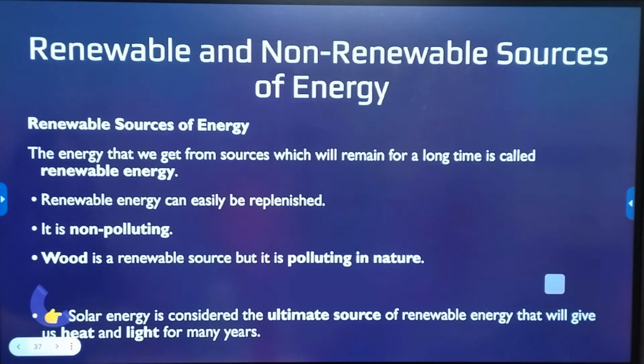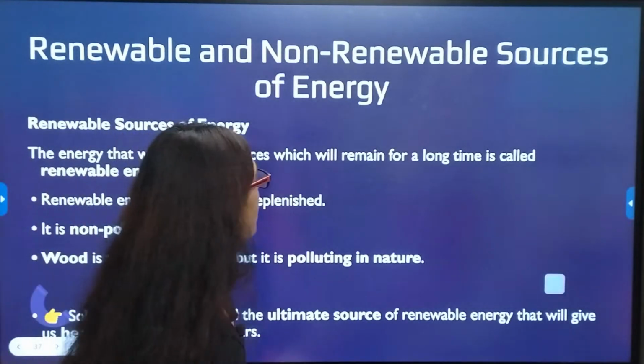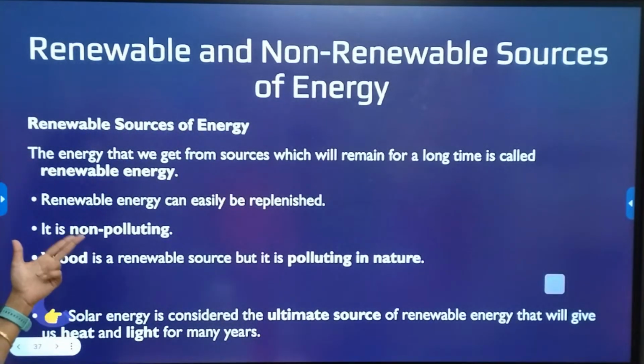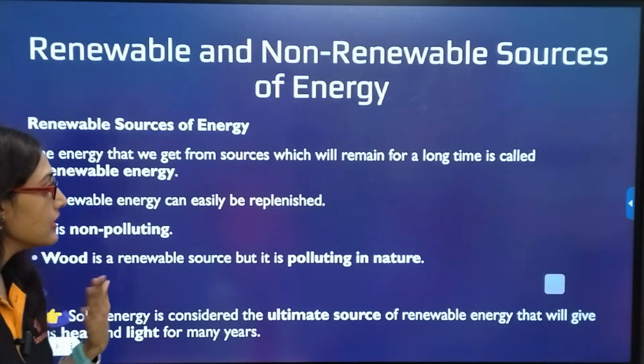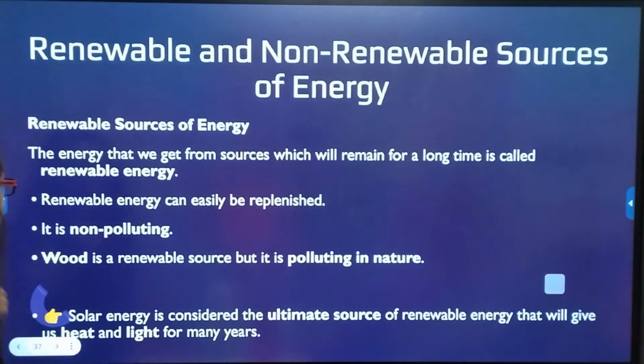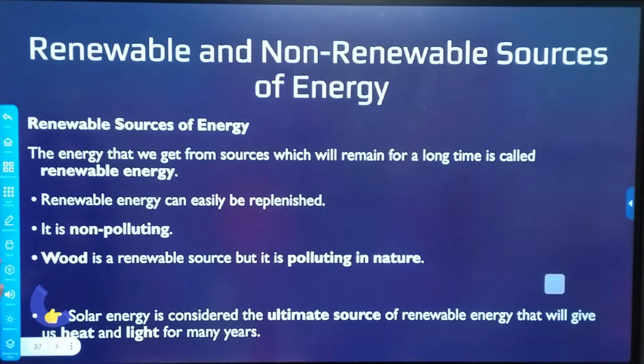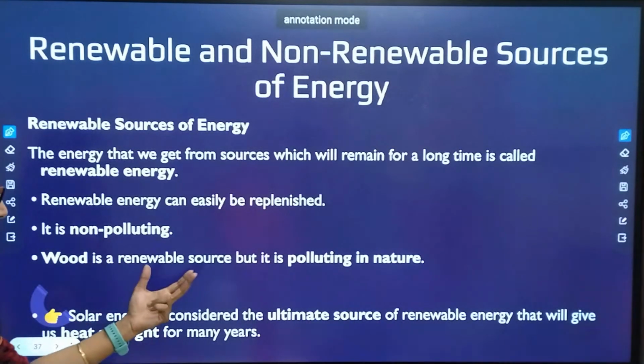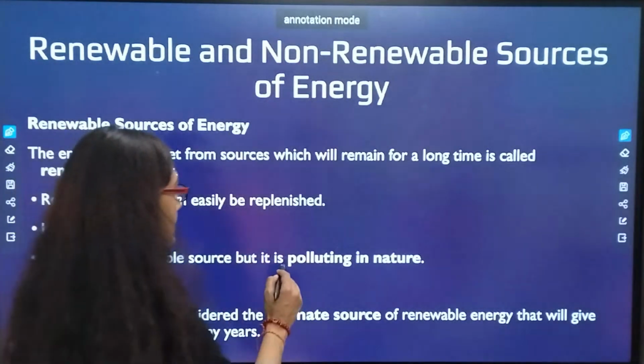Renewable sources of energy are those energies that remain for a long time. They can be used again and again and they are non-polluting. Wood is an example of a renewable source of energy, but it is polluting in nature.